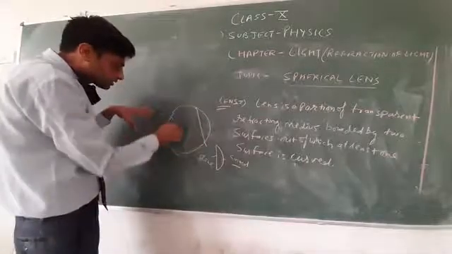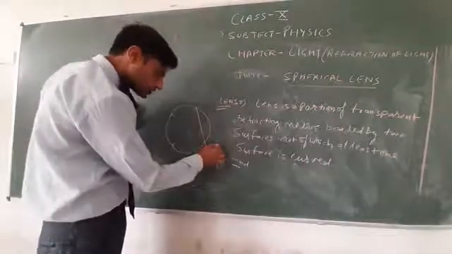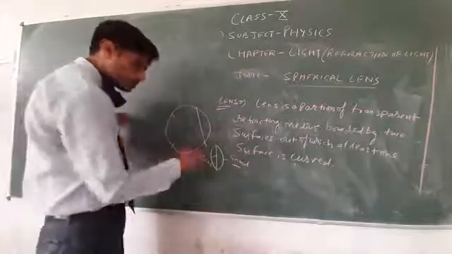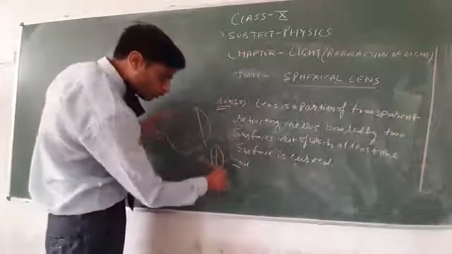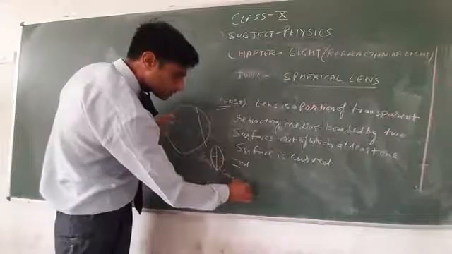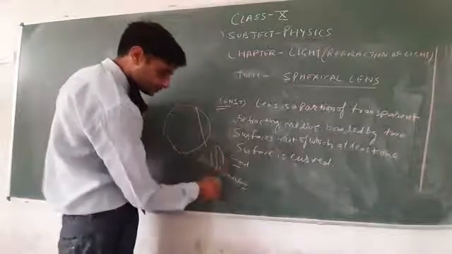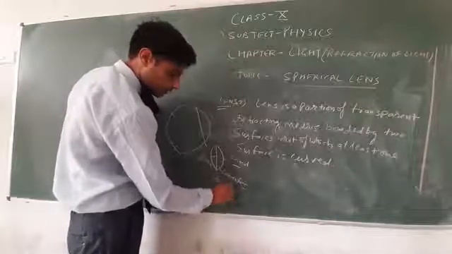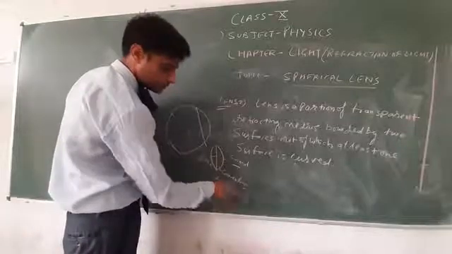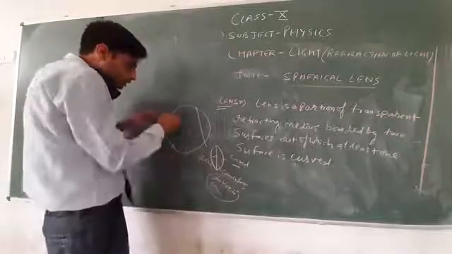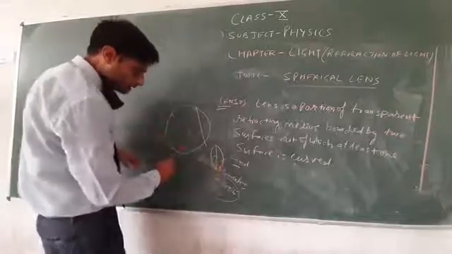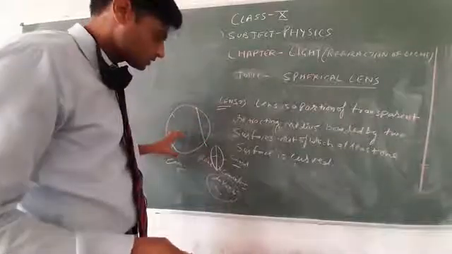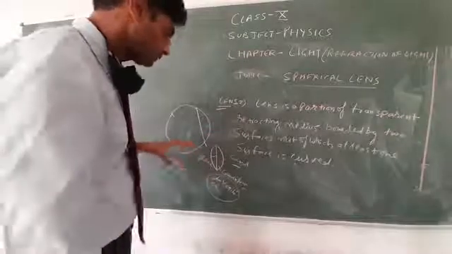If another portion is cut and fixed to that side, then this becomes a double convex lens. If the radii are equal, then it is known as an equiconvex lens. I will discuss this deeply in our video.